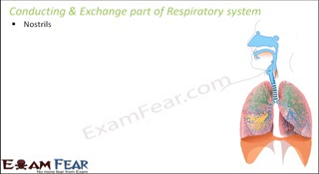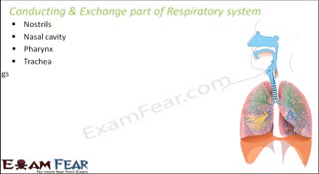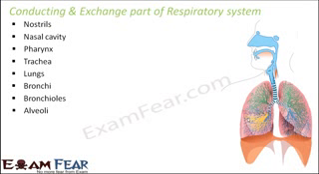If you look at all the parts which we have discussed, starting from nostrils, nasal cavity, pharynx, trachea, lungs, bronchi, bronchioles and alveoli. If you look at the overall process of how air passes through the respiratory system, the air comes inside. The air passes through the nostrils and then the nasal cavity. So they are actually helping in the process of conduction. That is, they are helping the air to get conducted from one part to another.